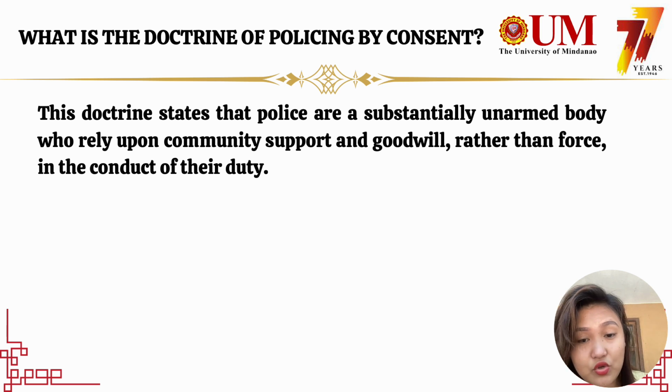And we have right here the doctrine of policing by consent. This doctrine states that police are substantially an unarmed body who rely upon community support and goodwill rather than force in the conduct of their duty. So this policing by consent simply means that the police can function well if there is cooperation, collaboration, or heads up coming from the community. And this policing by consent does not believe that force should be put upon when it comes to adherence of the law.